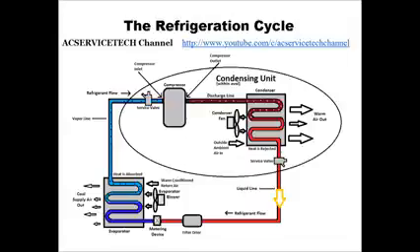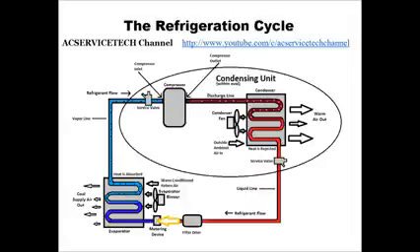Then it comes down in the picture here, makes a left, and goes in through the filter dryer. The filter dryer is there to absorb any moisture in the system. It has a fixed capacity, and that's it. It comes through that, and then it hits the metering device.